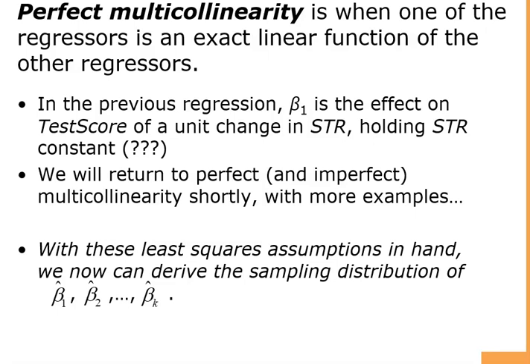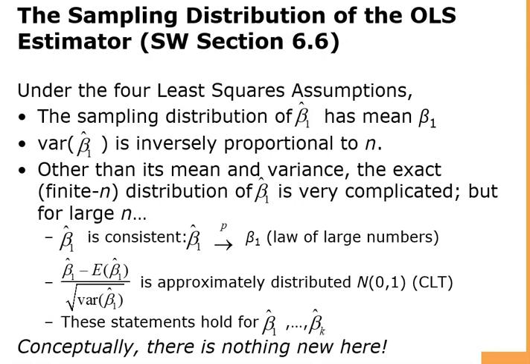but with these four OLS assumptions in hand, we can derive the sampling distribution of beta 1 hat, beta 2 hat, up till the number of regressors that we actually have in the analysis. So under the four least squares assumptions, the sampling distribution of beta 1 hat has mean beta 1. Variance of beta 1 hat is inversely proportional to n.